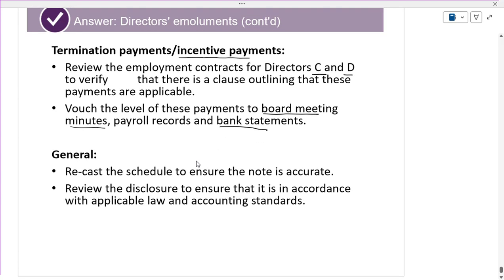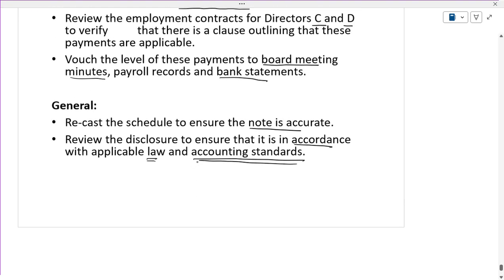And the last one: recast and retotal the schedule to ensure that the note is accurate. Review the disclosures in the notes to the accounts to confirm they are as per the law and accounting standards. Okay, fine.